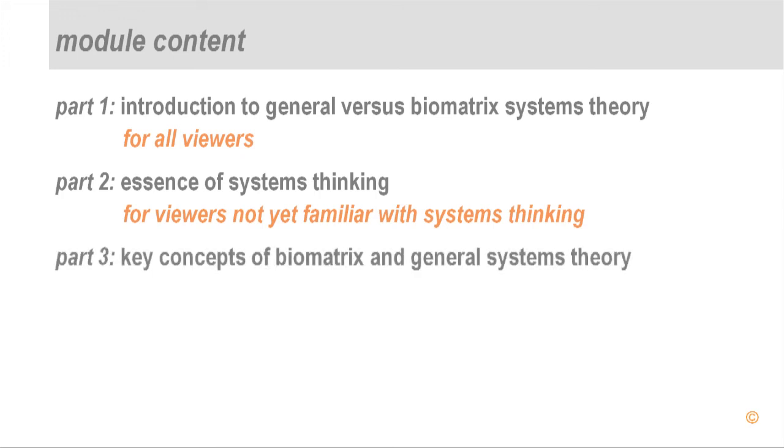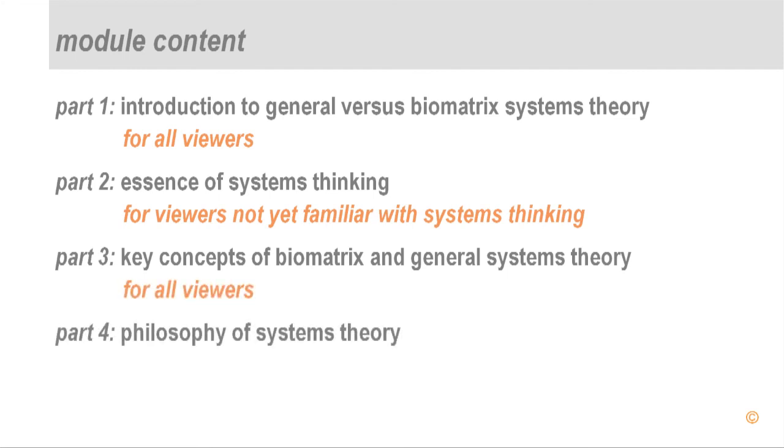Part 3 deals with the key concepts of biomatrix system theory and some general systems concepts interwoven with it. It is the main body of knowledge that this module is concerned with, and we would suggest it is for all viewers. Part 4 deals with the philosophy of system theory, also the philosophy of science, issues associated with system theories. It would be of interest to serious researchers and academics, and probably the casual viewer would want to skip this section.